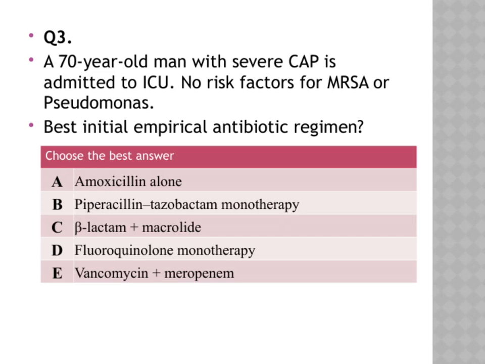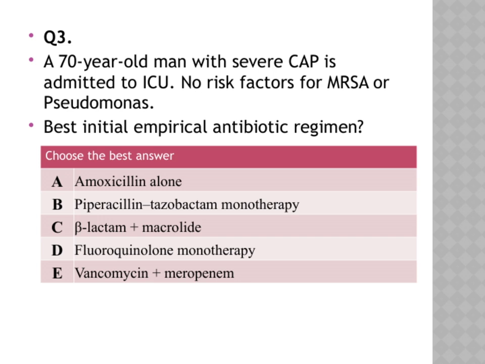Now let's look at this scenario. A 70-year-old man with severe community-acquired pneumonia, or CAP, admitted to the ICU. Importantly, he has no risk factors for MRSA or Pseudomonas, which helps us narrow down our options. The question here is, what is the best initial empirical antibiotic regimen for him?